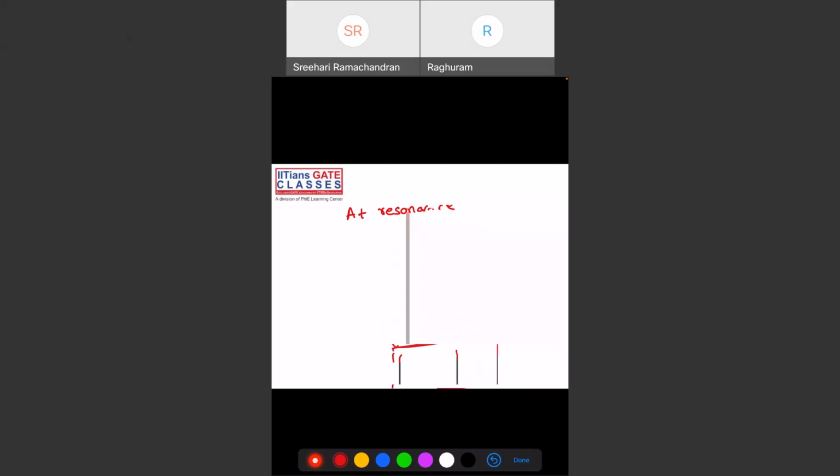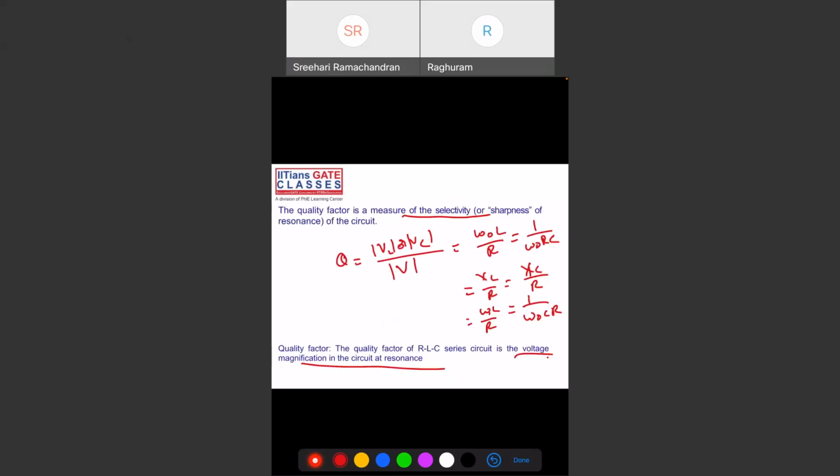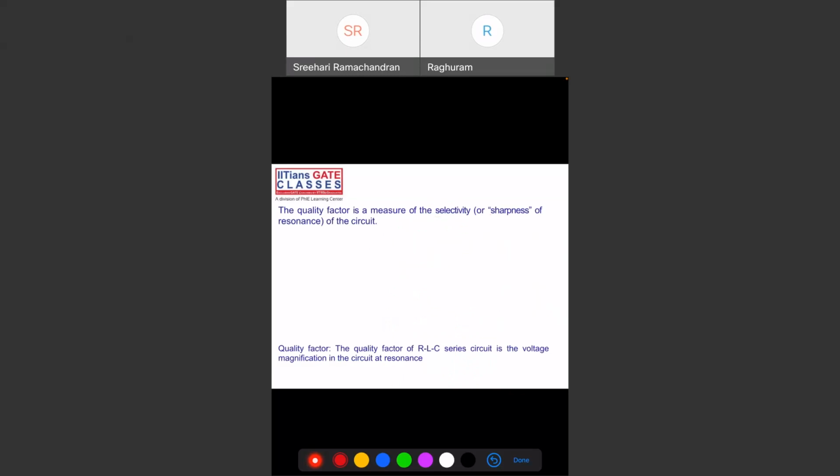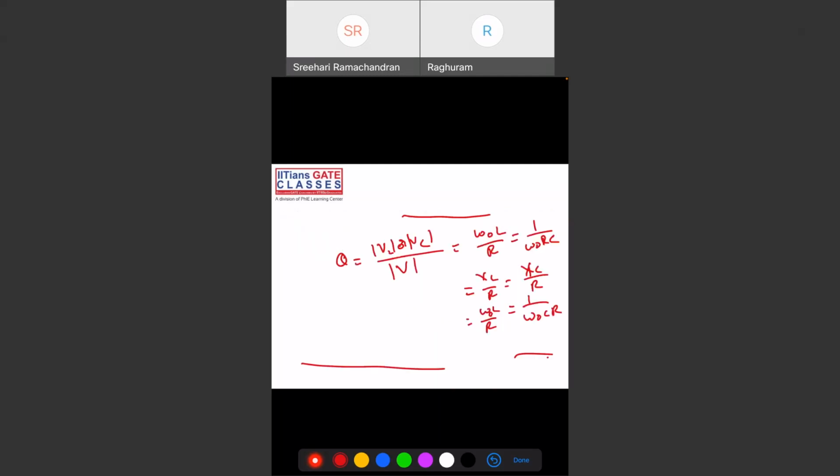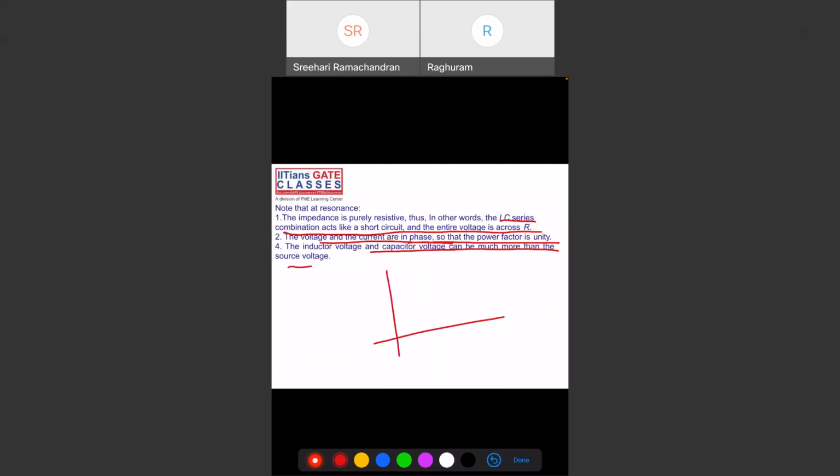So this is Q factor. Q factor is nothing but omega naught L by R, or 1 by omega naught RC. There will be something called omega 1 and omega 2, which are called half power frequencies. This is how your circuit response will look at resonance.